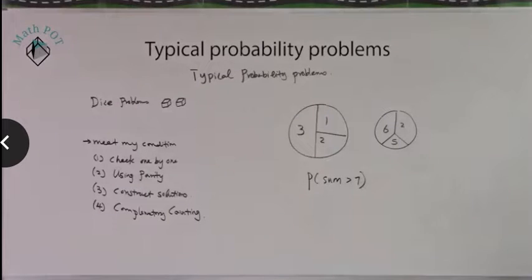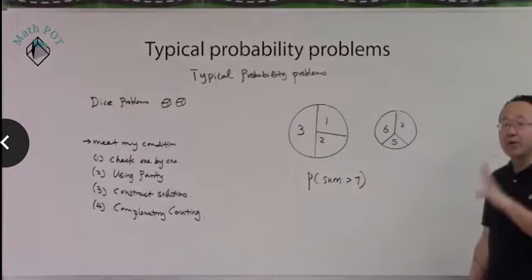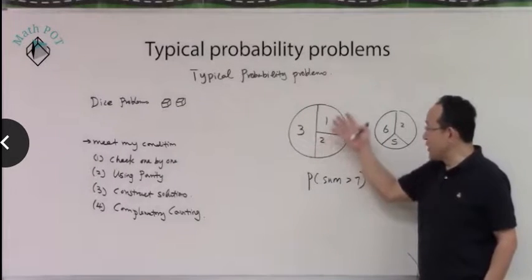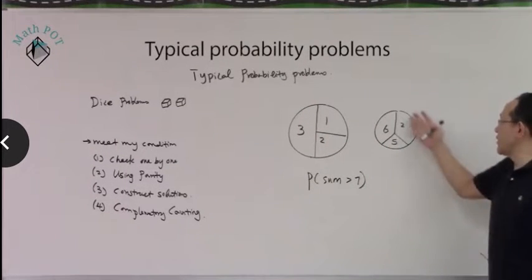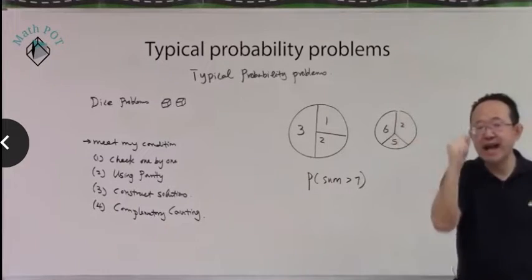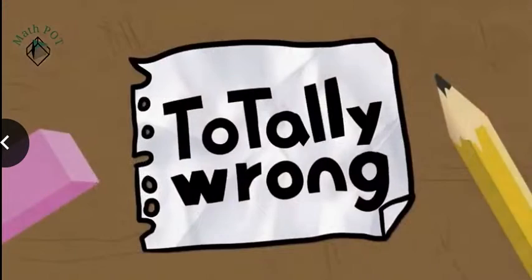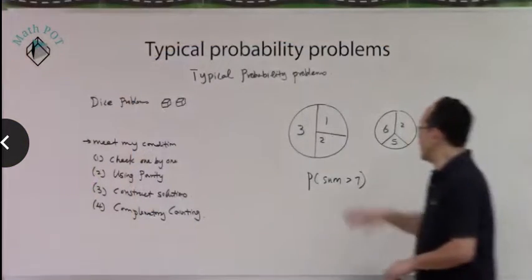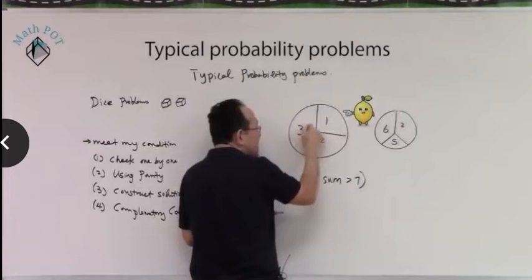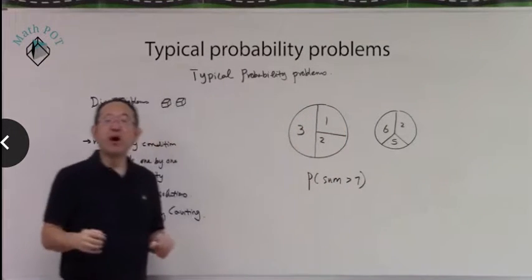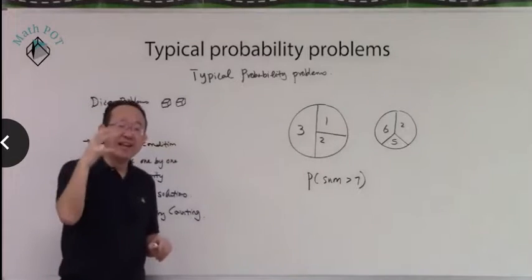First, definitely we need to figure out the total outcomes. You might feel the total outcome is very clear: we have 3 ways in the first step, 3 ways in the second step, which gives a total of 9. Actually, this is totally wrong. You need to understand what is wrong. Look here: we have more chance to get 3 than to get 1 or 2. That means they are not equally likely.